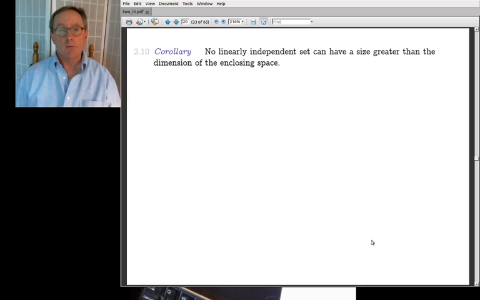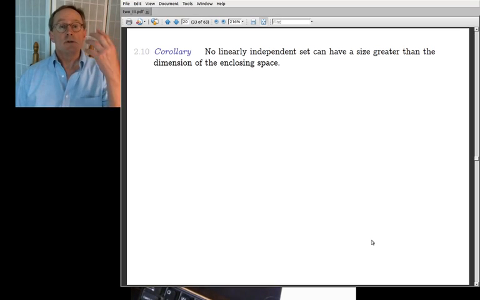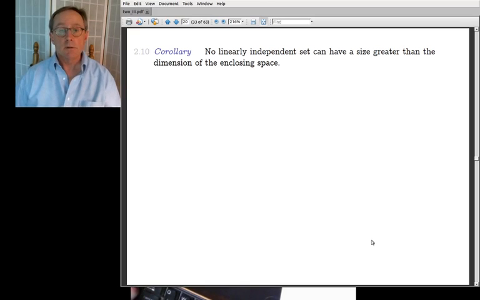That is to say, reinforcing the intuition that we had earlier, linearly independent sets tend to be small. They like to be small. If you have a vector space of dimension 6, you could have a linearly independent set of size 6, you could have a linearly independent set of size 5, you could have a linearly independent set of size 4 or 3 or 2, but you can't have a linearly independent set of size 100. It just can't happen.